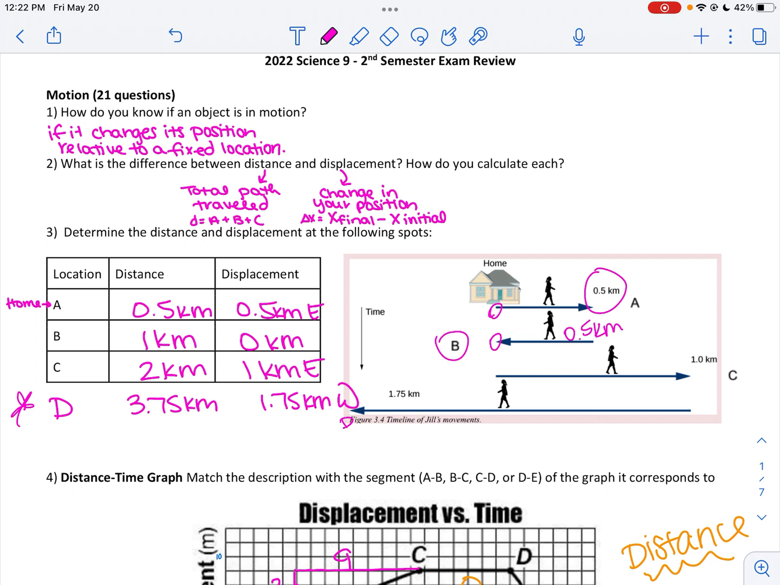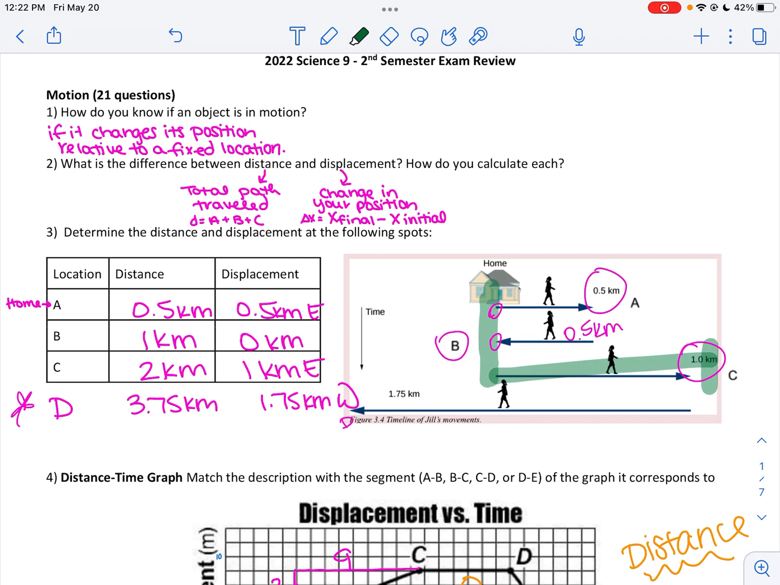When I then walk to C, so I've already walked 1 whole kilometer, but going to C, that's going to be an additional 1 kilometer. So my total distance walking to C, from home to A, back to B, and then to C, is going to be a total of 2 kilometers. If I compare, though, where I started, which is home, to where I finished, I am only a straight line distance from start to end, 1 kilometer from where I started. And I use the designation of E for east. You could have said 1 kilometer towards C if you would like that as well.